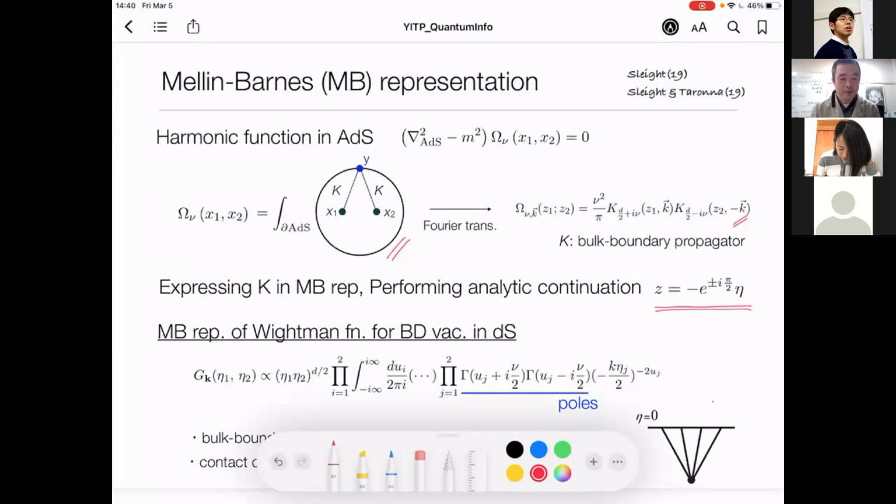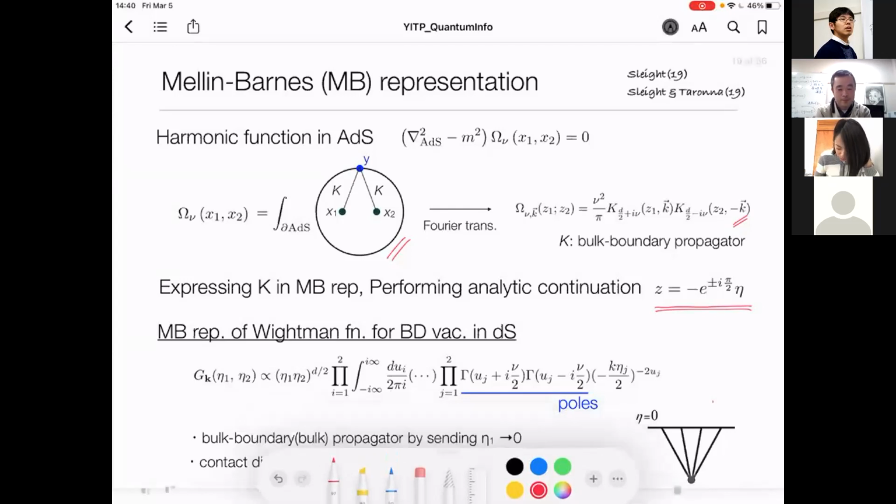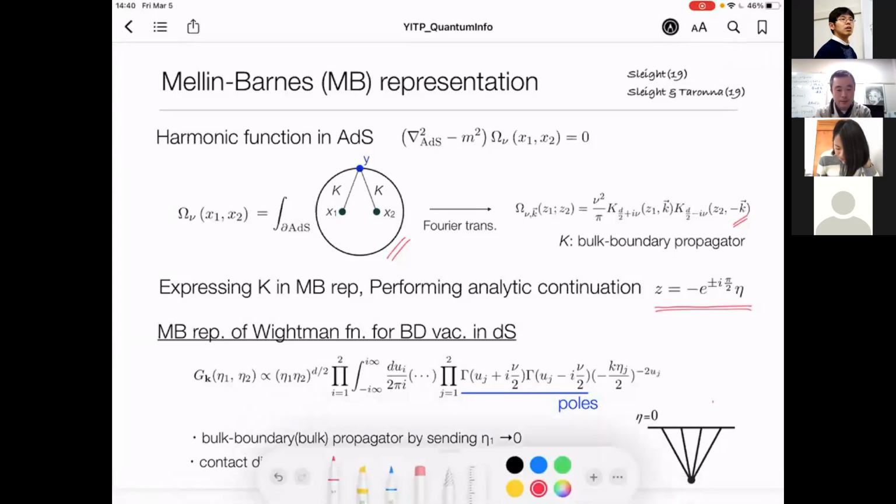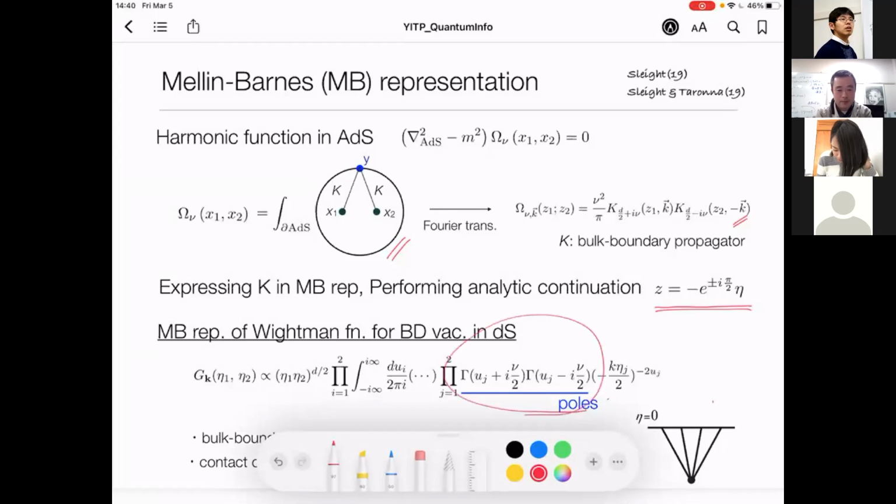And for instance, by using this language, the two-point propagator of dS can be given this way. This is a typical form of Mellin transformation. So this contains the integral along the imaginary axis, making the pole structure, which is expressed by the gamma function. And this is actually obtained by just simple analytic continuation from Euclidean AdS.